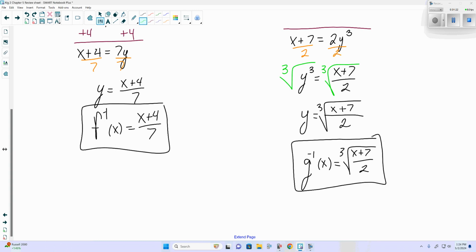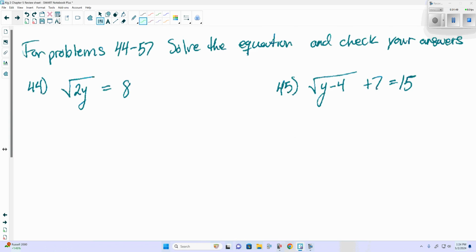And then we'd rewrite it as g inverse of x is equal to the cube root of x plus 7 over 2. Now we use g inverse this time because our original function started out as g of x instead of f of x. Again, I'm not going to be too focused on if you have g of x, g inverse, f inverse. I'm going to look more at what the inverse function is. Questions on these here? We're going to finish this up tomorrow.